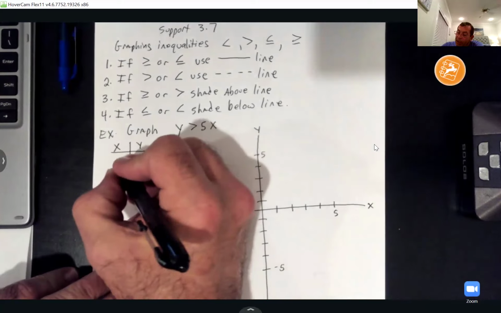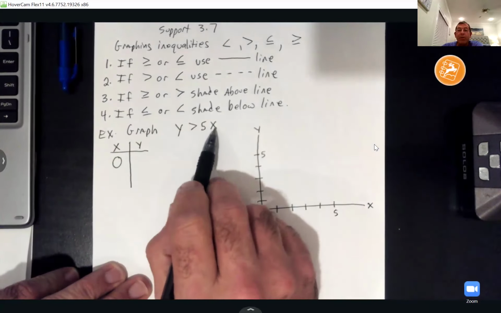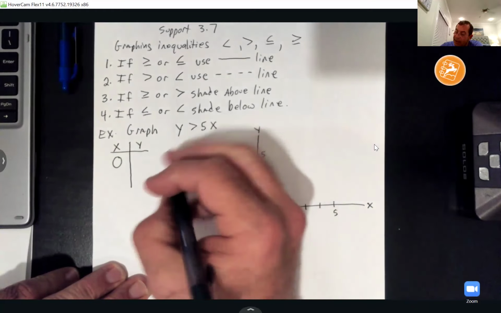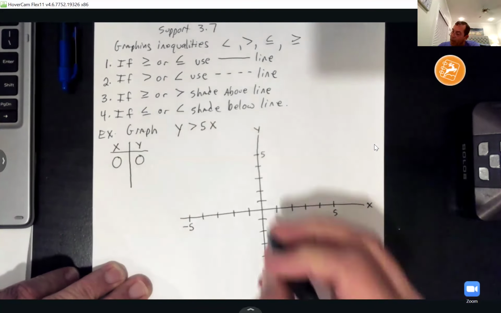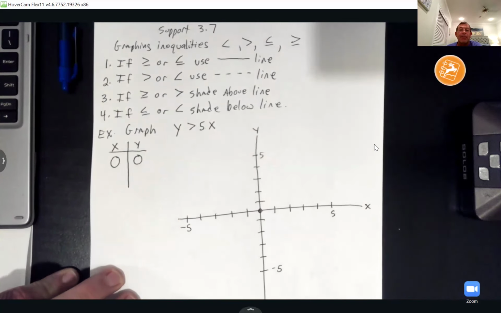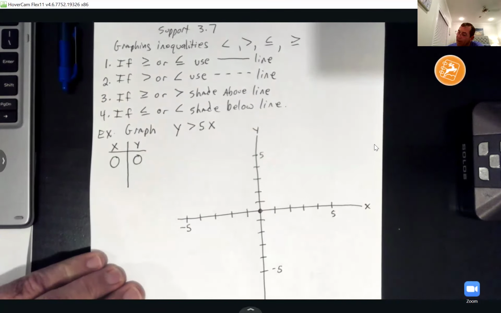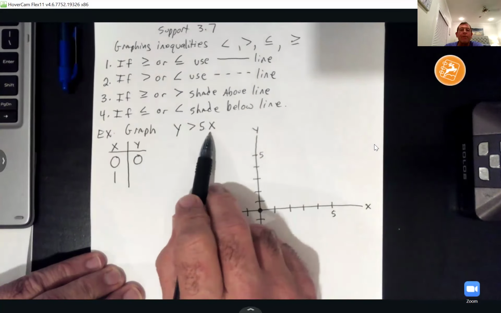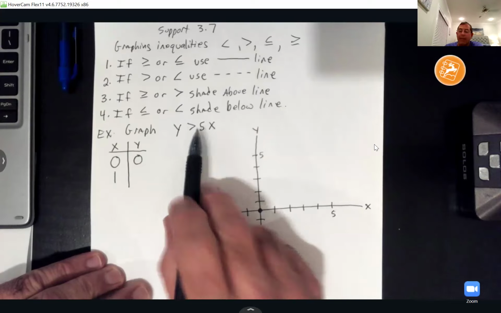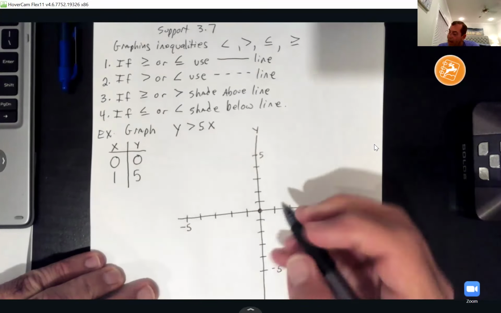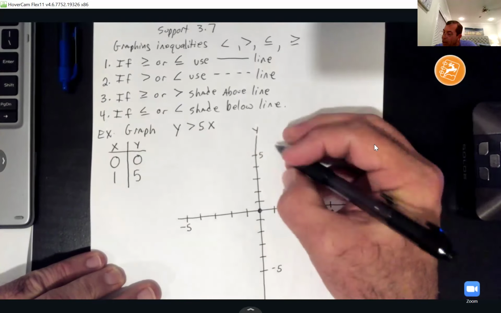Alrighty, so I'm going to use a 0. If I put a 0 in for the x, 0 times 5 is 0. So one of my points is going to be right here at 0, 0, right in the center, or the origin. Then I'm going to use a 1 for my second x. If I put a 1 in for x, 1 times 5 is 5. So my second point will be 1, 5. So go right 1 and up 5.